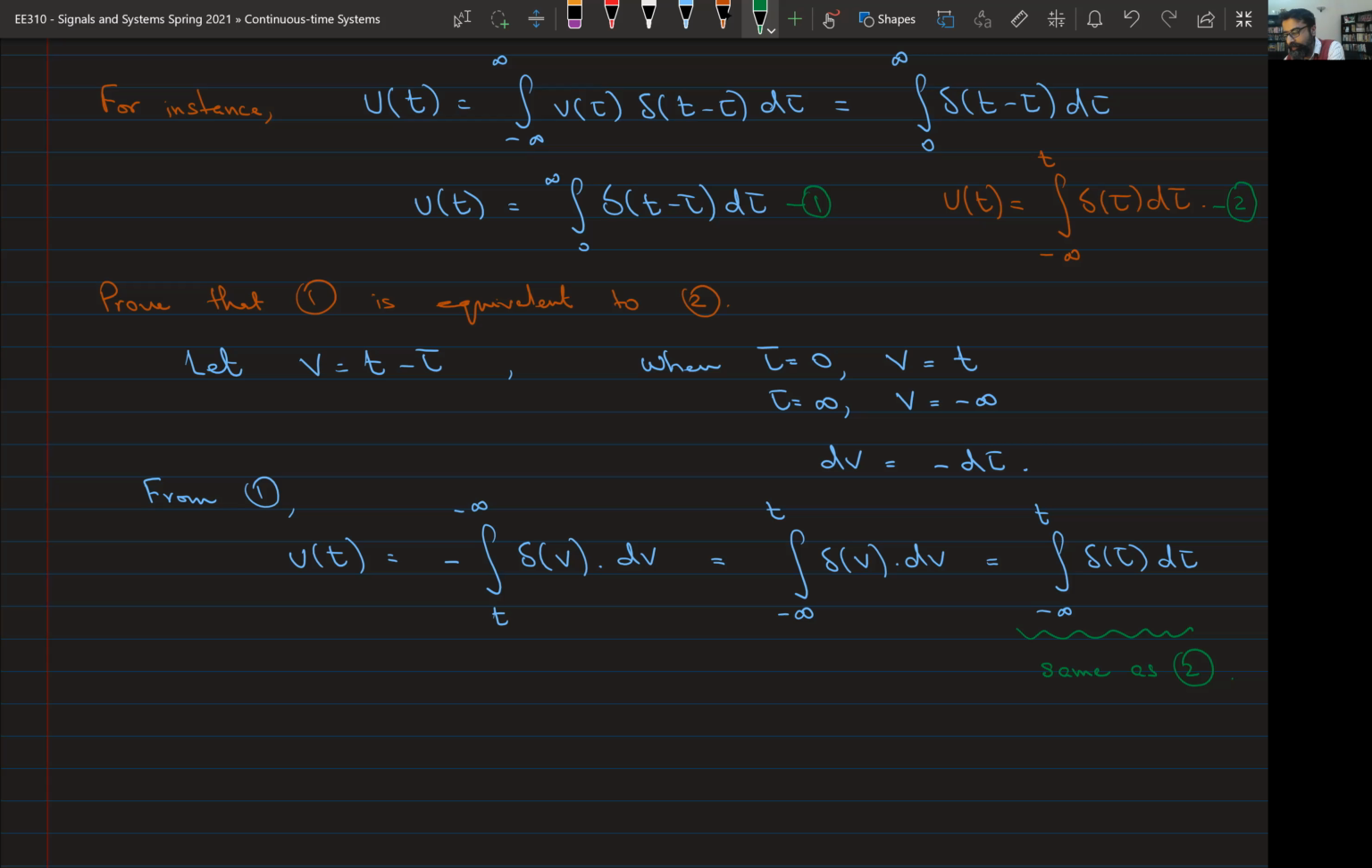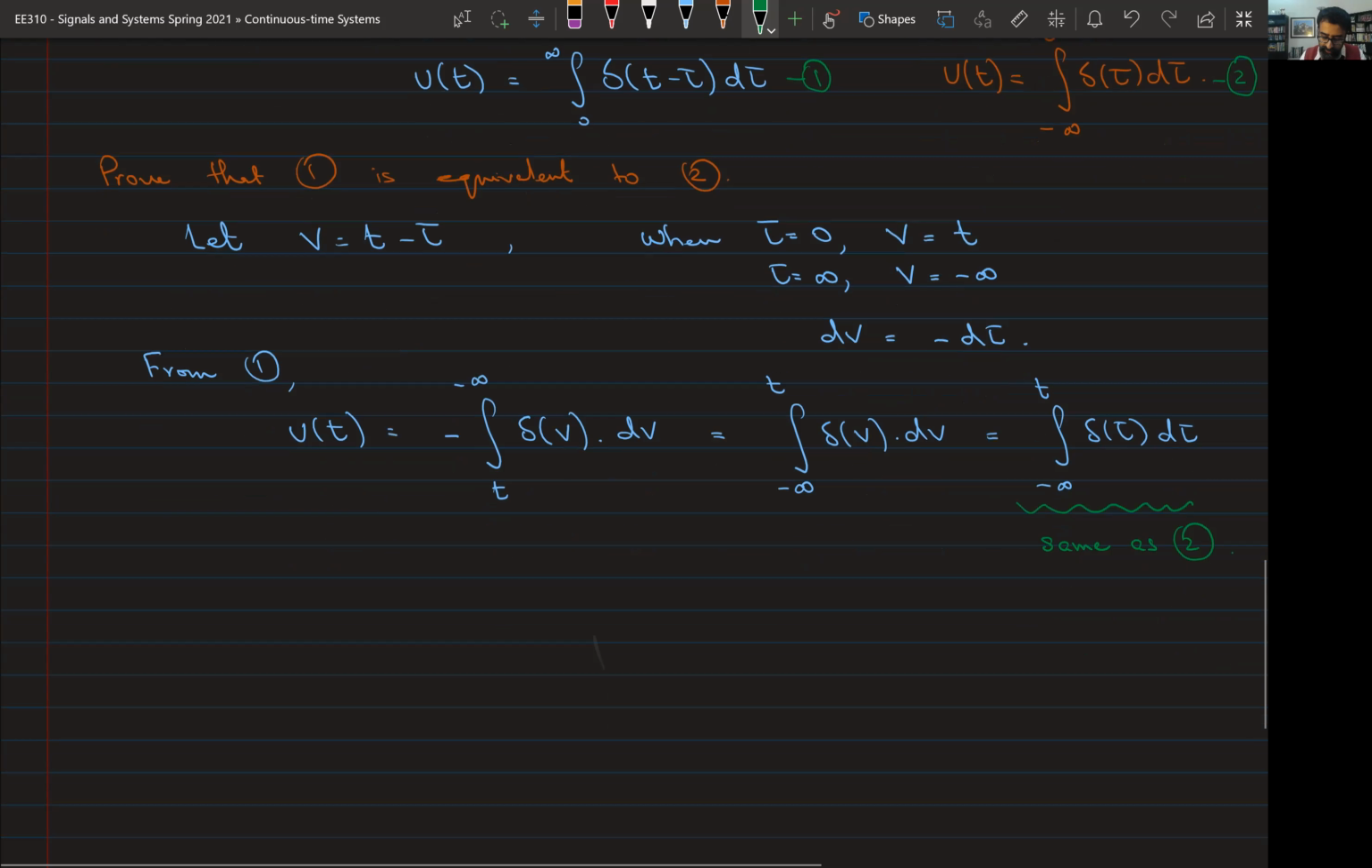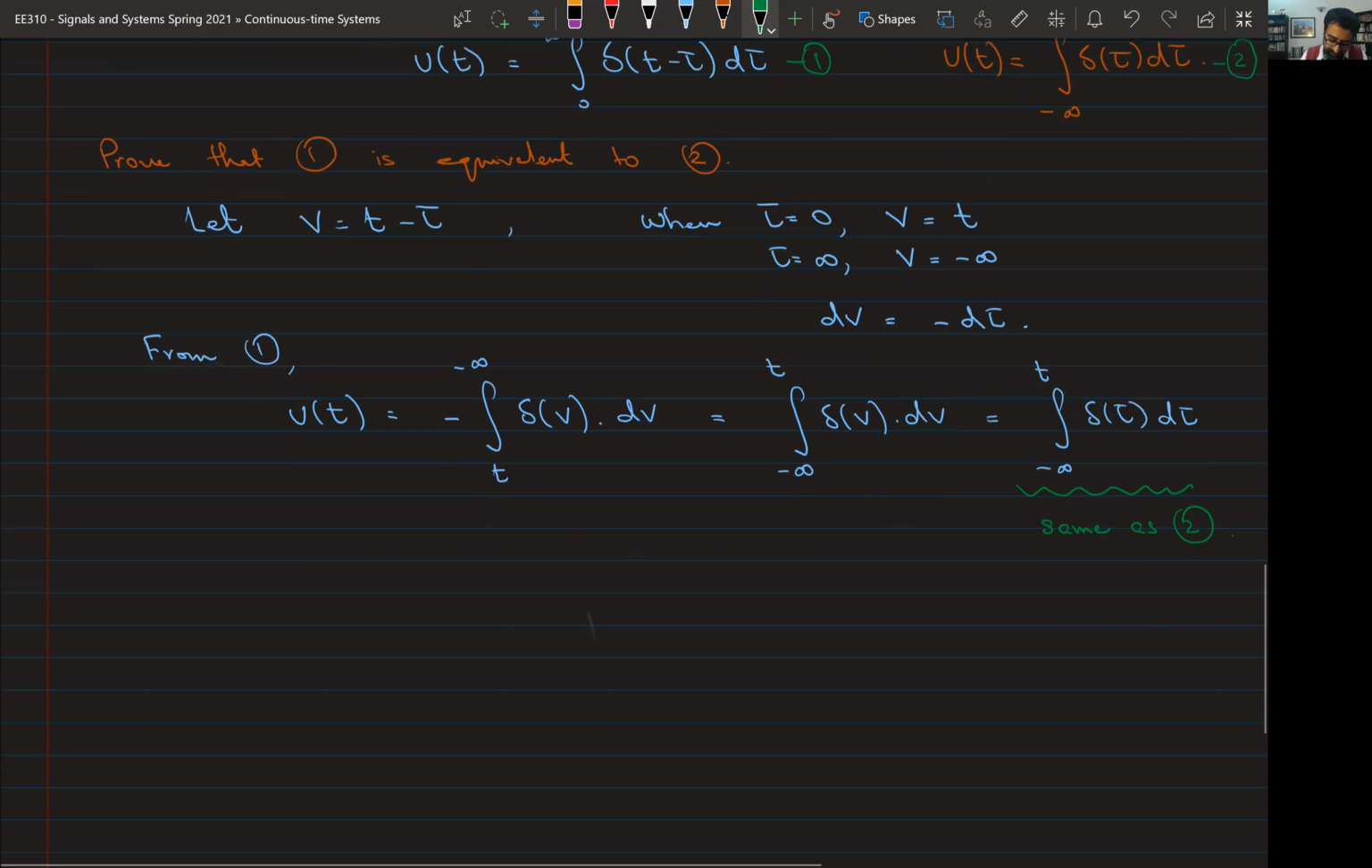Okay, so this is the sifting property. Now, why is this beneficial? That's what we want to do next. I mean, this sifting property may seem like a waste of time, so why are we doing this? This is why we're doing it. The next section is going to try to explain why the sifting property is important, okay?